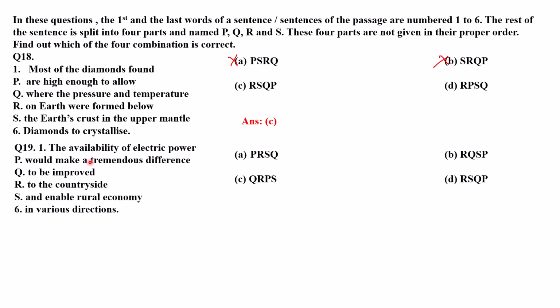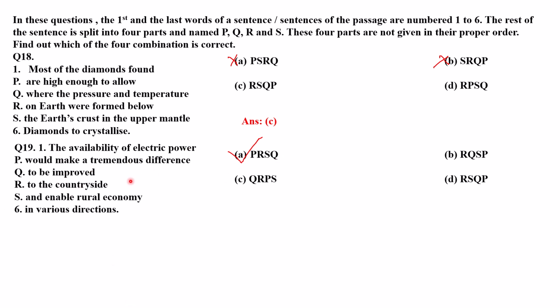Now next question. This is also based on jumbled sentences. The availability of electric power would make a tremendous difference to the countryside and enable rural economy in various directions. So when you start like this, the availability of electric power would make a tremendous difference. So this is looking correct to me, isn't it? It means it should start from P, and you can see the P option is only in A, isn't it? So A should be the correct option, but let's see the order it is given, P, R, S, Q.